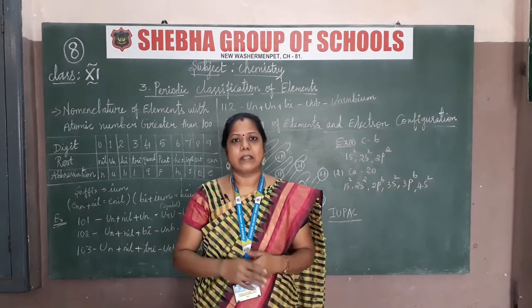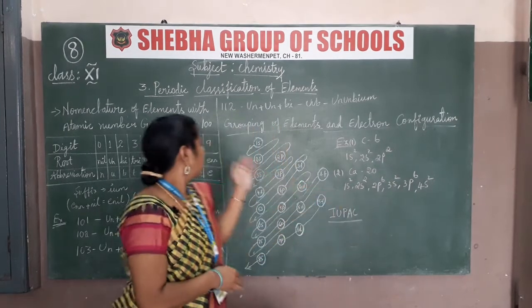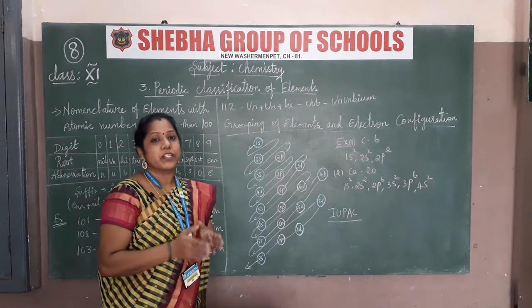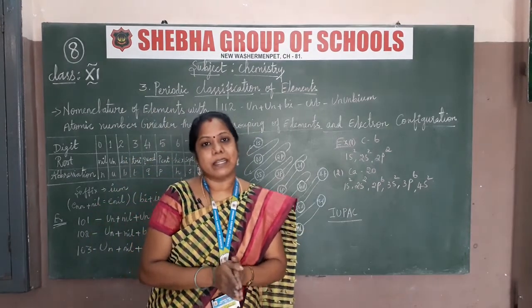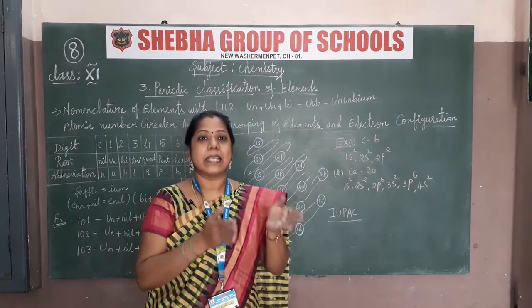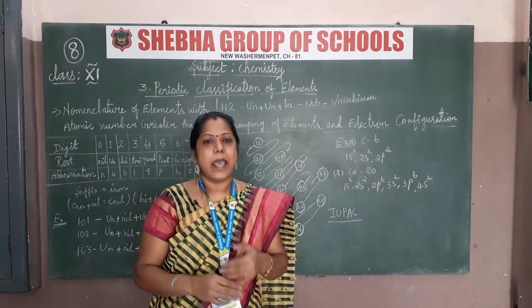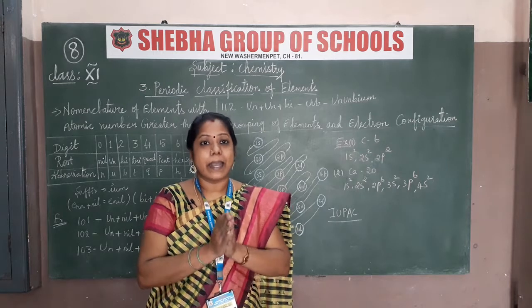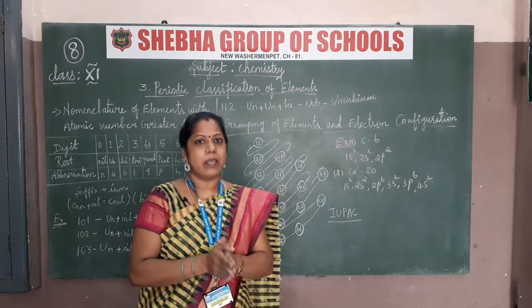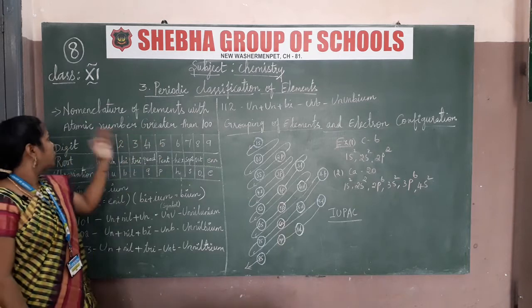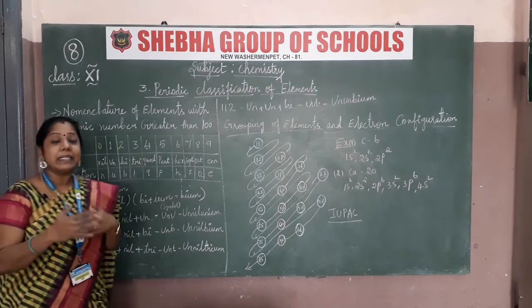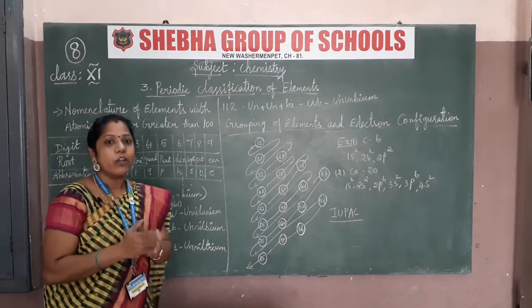Today we go for the same lesson, that is periodic classification of elements. In this lesson we already learned in the previous class the history of the periodic table as well as the electronic configurations. Now the topic is nomenclature of the elements with atomic number greater than 100. You have to understand about that.